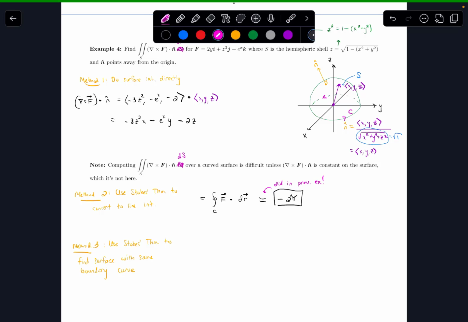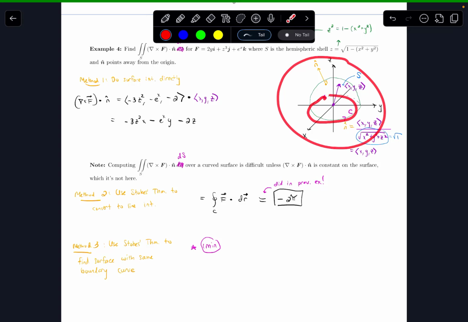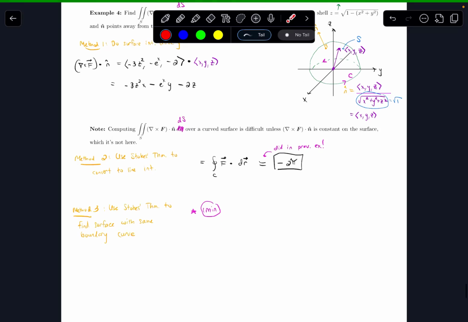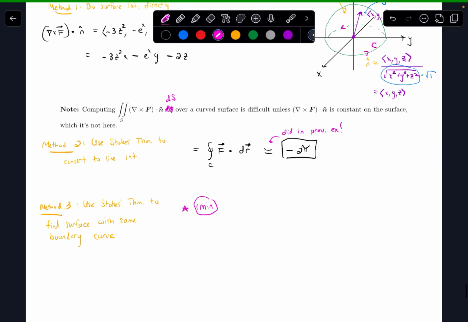I want to have you pause the video for 1 quick minute to think about that. Can you find another surface, a simpler one, in this picture with the same boundary curve C? So pause it in 3, 2, 1, pause it and try that. Okay, so hopefully you thought about that.